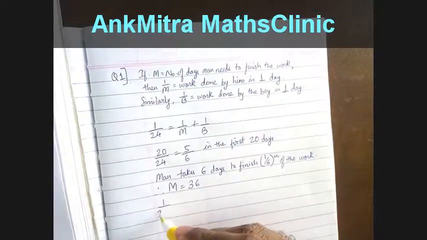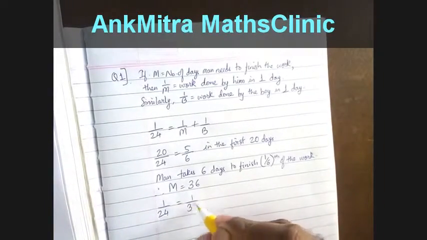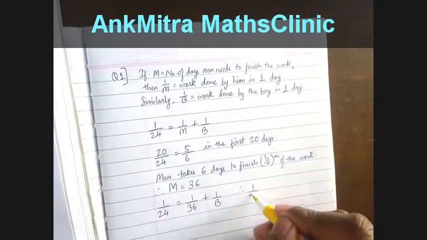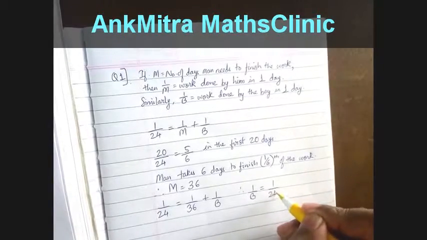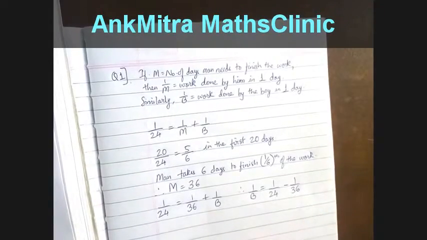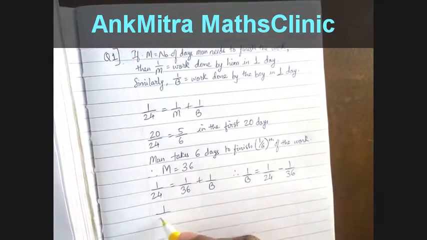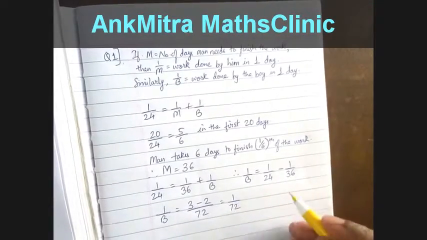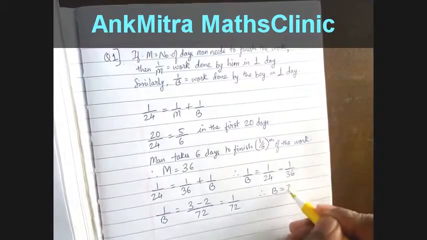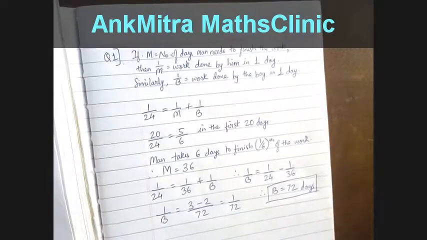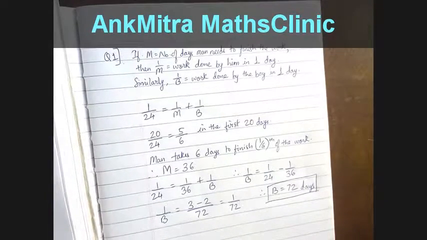So it will be 1 upon 24 is equal to 1 upon 36 plus 1 upon B, which gives us 1 upon B is equal to 1 upon 24 minus 1 upon 36. Using 72 as the LCM for these two numbers, we get 1 upon B is equal to 3 minus 2 upon 72, which is equal to 1 upon 72. Therefore, B is equal to 72 days. That means the boy needs 72 days to finish the entire work alone.